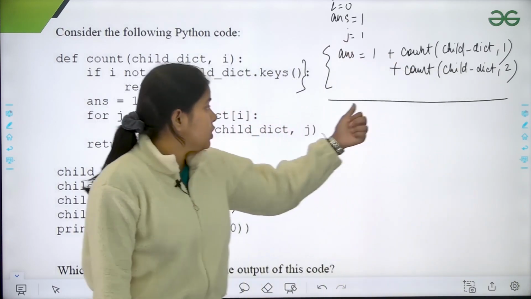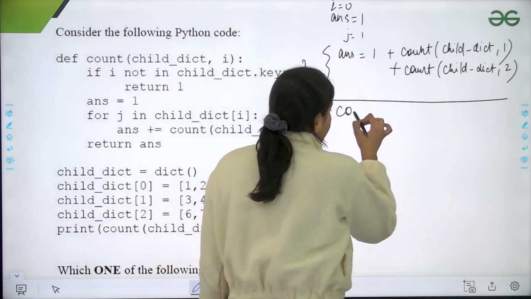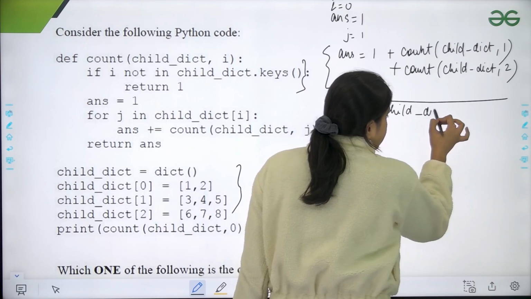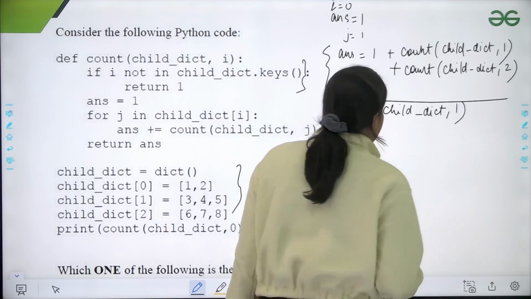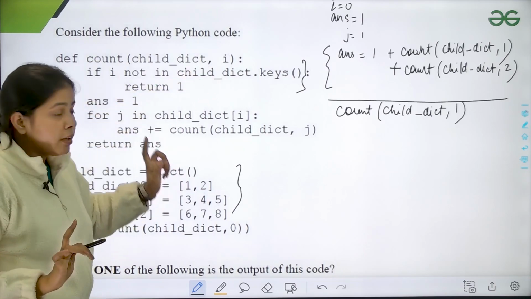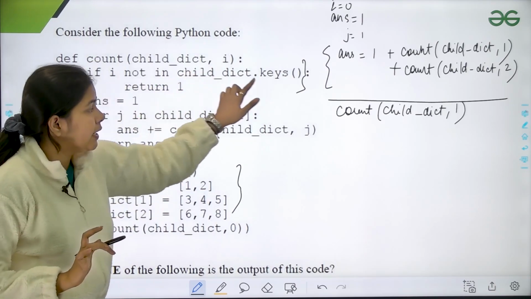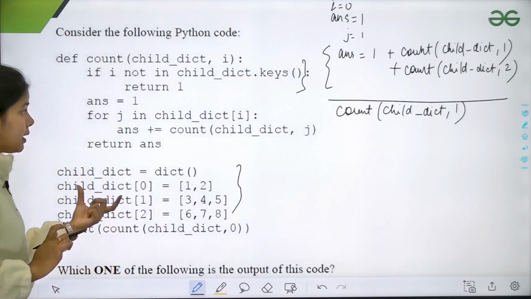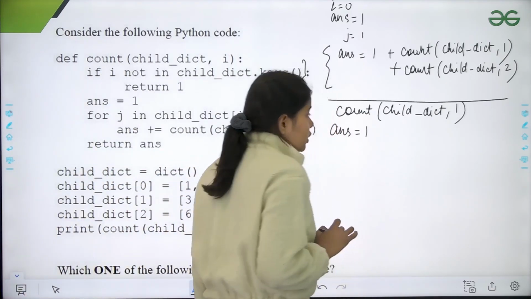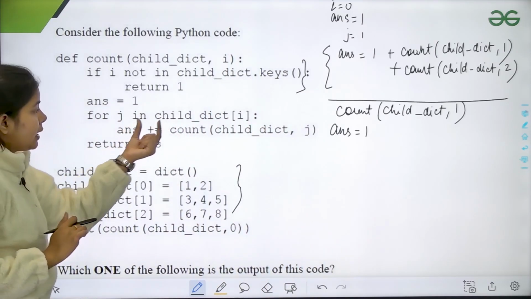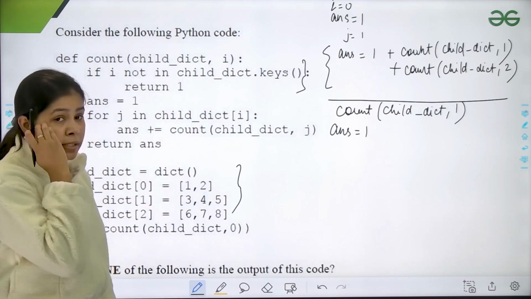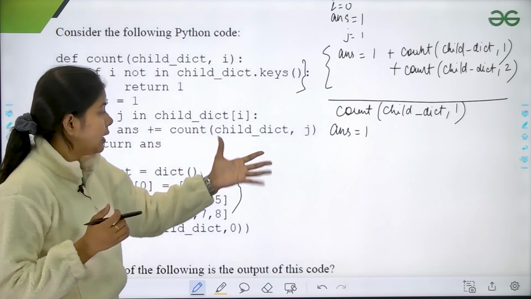So let's run this function count child dict comma 1, right? I have to run this. So let's go to the definition. Now I would become 1, right? If 1 not in child dict dot keys, but 1 is in child dict keys, then answer is equals to 1. Answer would become 1 because 1 is in the keys. Now for j in child dict I, answer is equals to answer plus count child dict j.